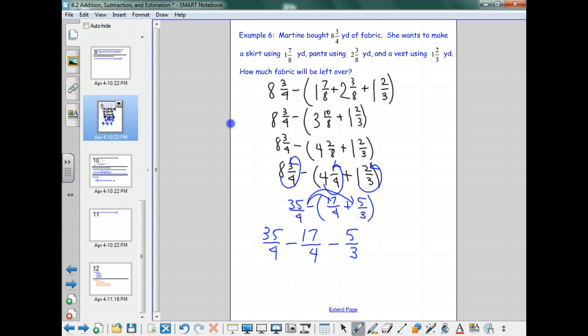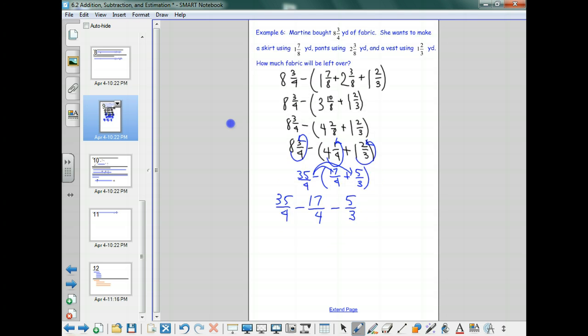I can combine the two that do match in terms of their denominator, and then I'll only have 2 that I have to consider the common denominator for. So it's 35 minus 17, 18. Oh, it gets better all the time because 18 fourths simplifies to what? 9 halves.